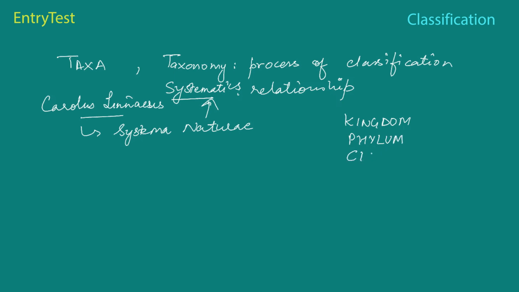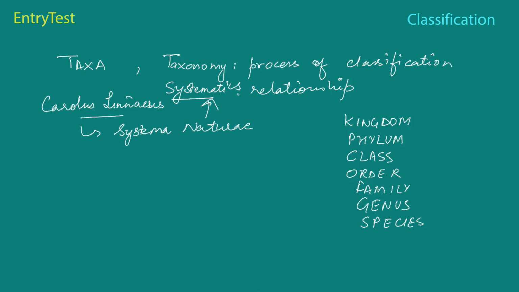After that, we have a class. Then we have order. Then we have family, for example, cat family. Then we have genus. And then we have species. Alright, so that is how the hierarchy is followed.